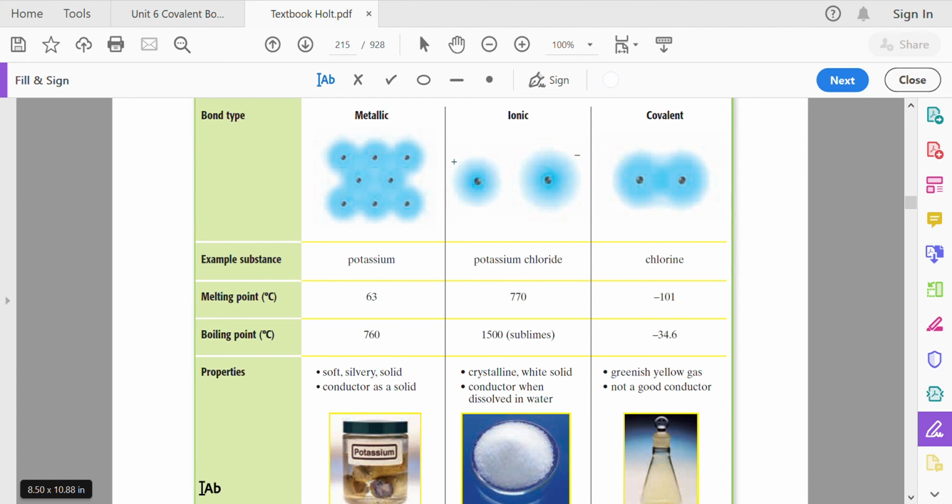They conduct electricity. Ionic materials like potassium chloride have very high melting points, very, very high boiling points. They tend to be crystalline. Most of them are white. When they're solid, they're white crystals. They conduct electricity when dissolved in water or melted. Covalent materials, like chlorine, are an example. It has a very, very low melting point, a low boiling point. For chlorine, it's a gas at room temperature. It's a greenish yellow gas, and it's not a good conductor of electricity.